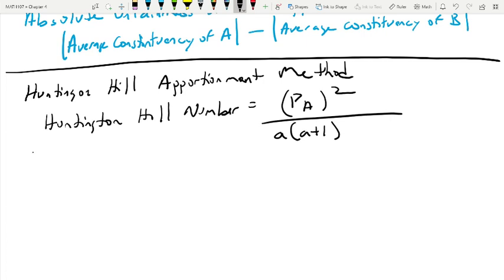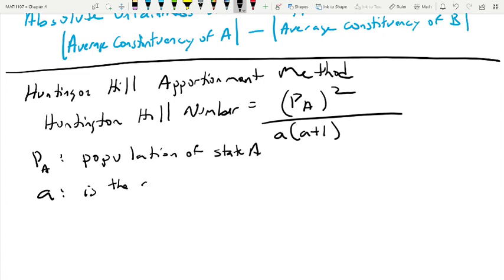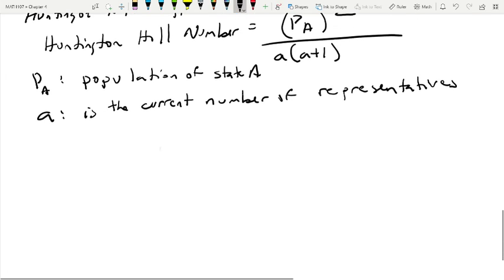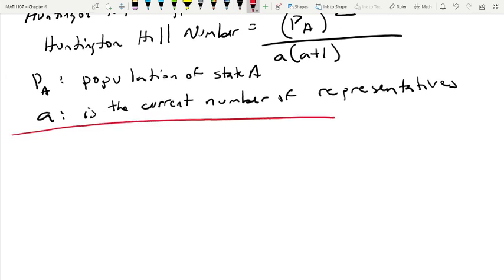So P sub A is the population of state A, and A is the current number of representatives. Let's go through an example of how that works.